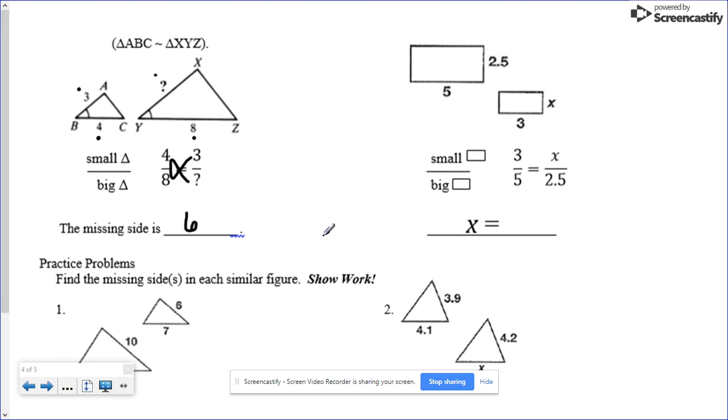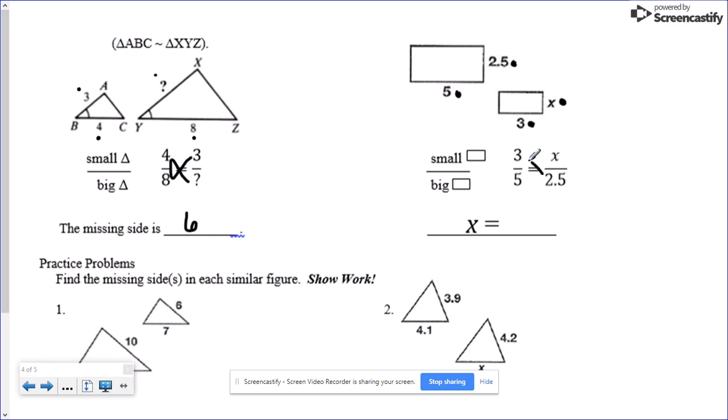Okay, the next one, same exact thing except they don't give you a triangle. Now they give you a rectangle. They're still asking you to put the small rectangle over the large rectangle. So they started with this one. This is the smaller rectangle, and it goes with the side 5 on the bigger rectangle. Those two go together. They're in the same spot. So they put 3/5. Since they put the small one on the top on the first fraction, they have to put the other part of the small one on the top. So this is x, and it's in the same spot as 2.5, and that's why these two go together.